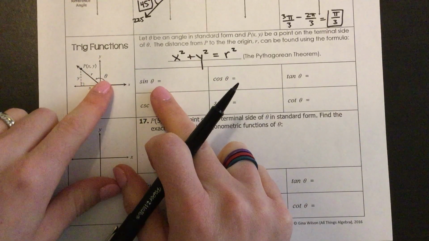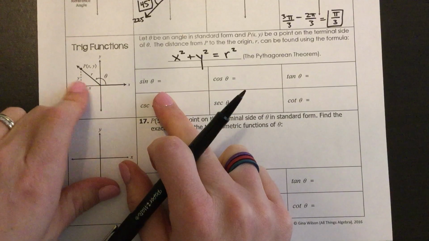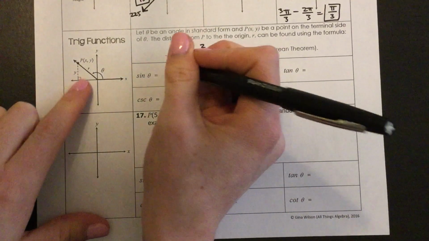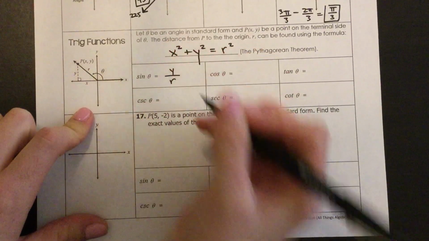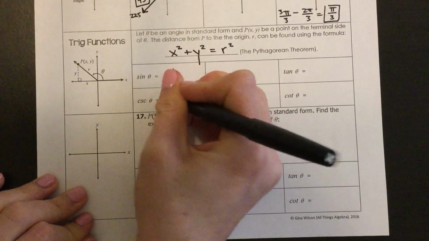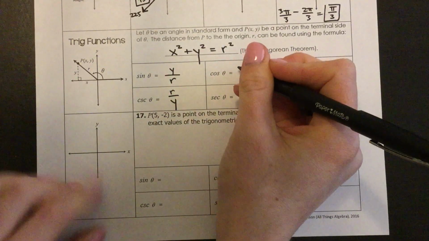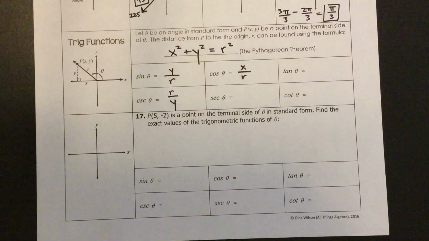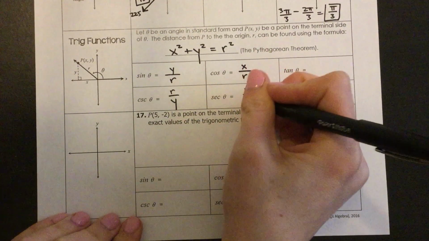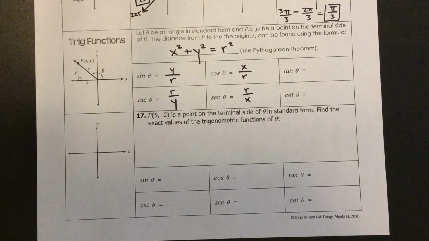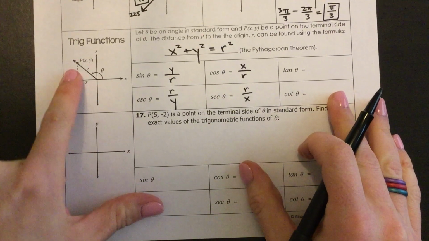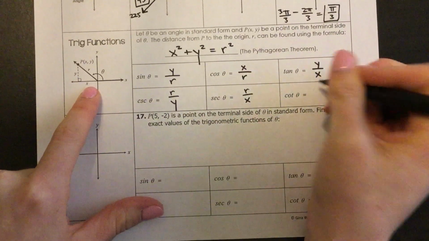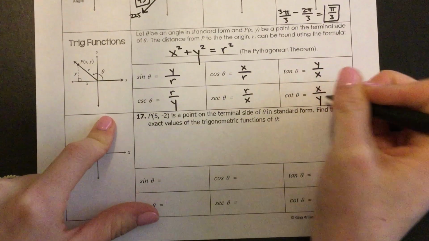Sine, if this is our angle right here, would be the opposite over the hypotenuse, so that would be y over r. Cosecant is the reciprocal, so it'd be r over y. Cosine is the adjacent over the hypotenuse, so x over r. Secant is its reciprocal. And finally, tangent would be the opposite over the adjacent, so y over x, and cotangent is its reciprocal, so x over y.